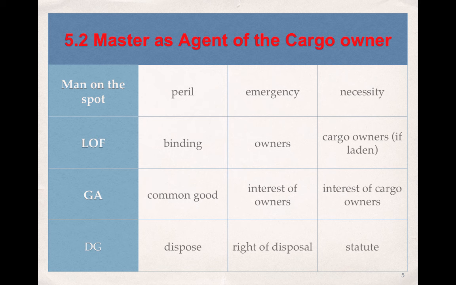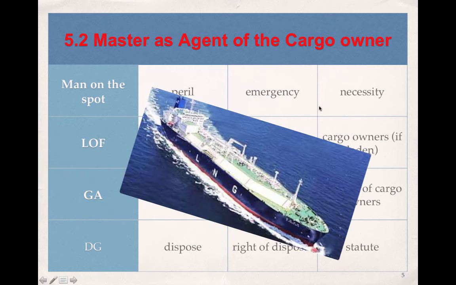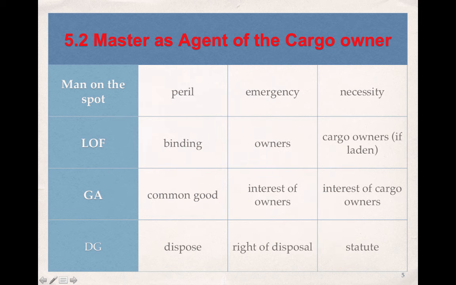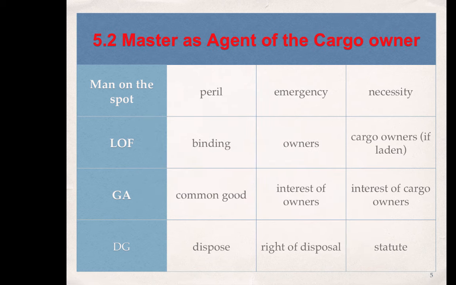And he sailed the ship, being the man on the voyage, on the spot on the voyage. At times in peril or emergency, he is also the man on the spot, right? He feels peril, he feels emergency, hence he acts as an agent of necessity. Again, agent of necessity is a revision for your Year 2 Law of Agency.